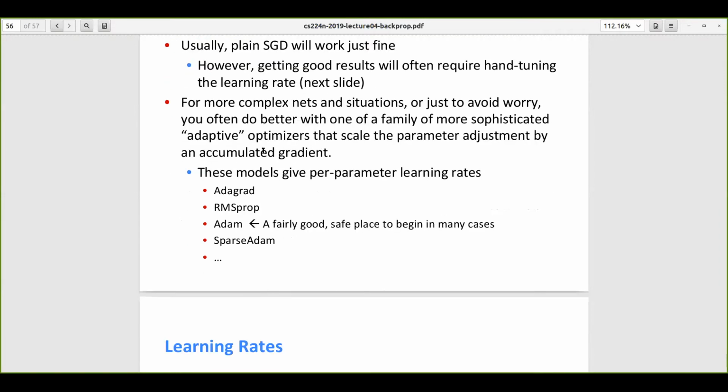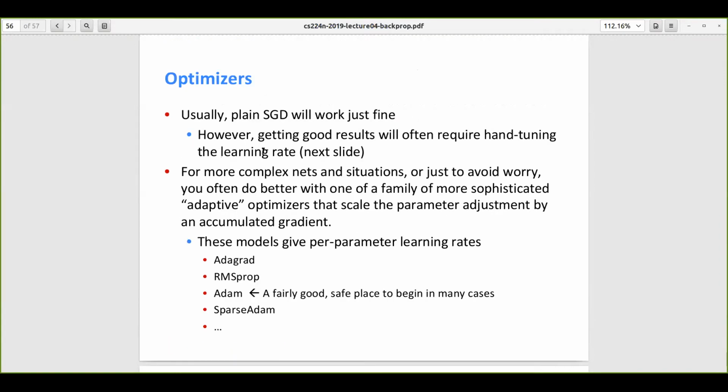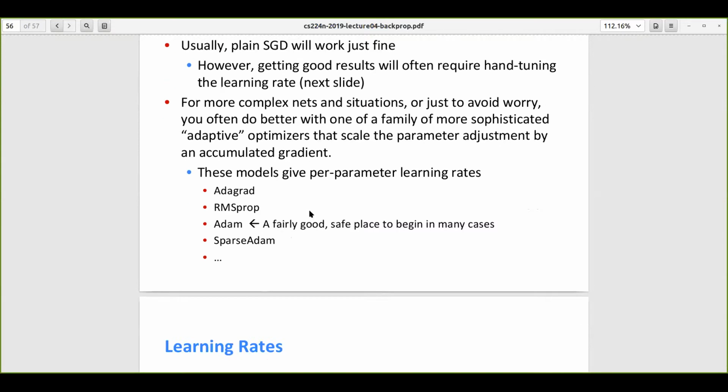And these also provide some sort of adaptation where every parameter could be optimized differently. So that's where the name adaptive comes from.